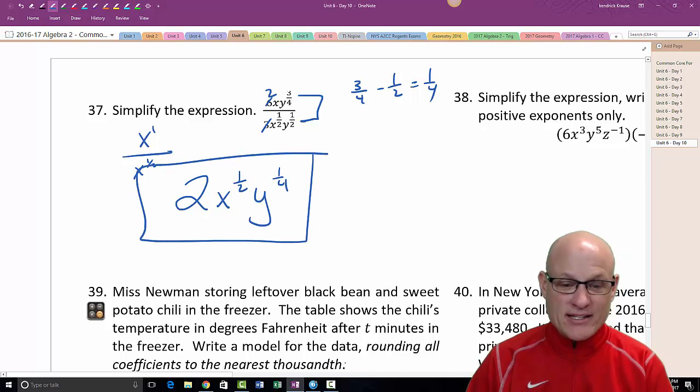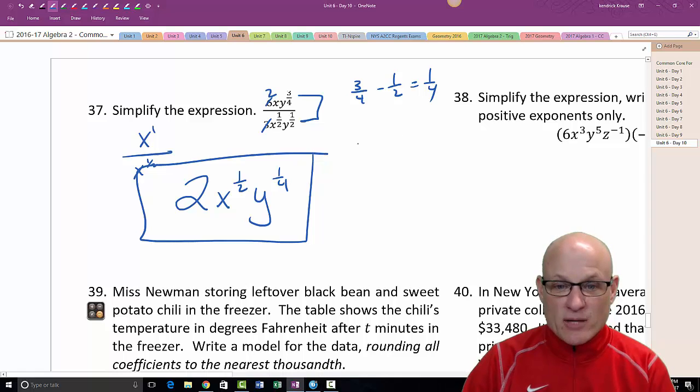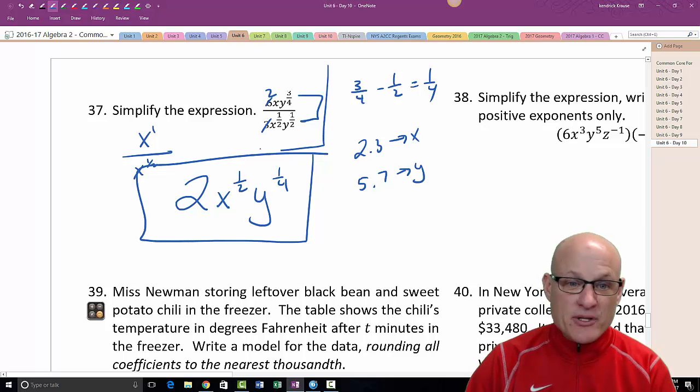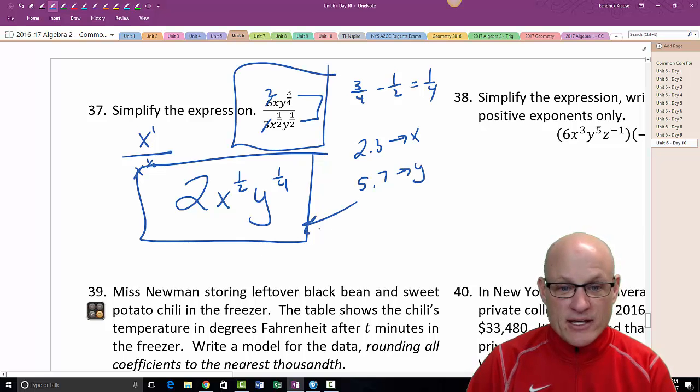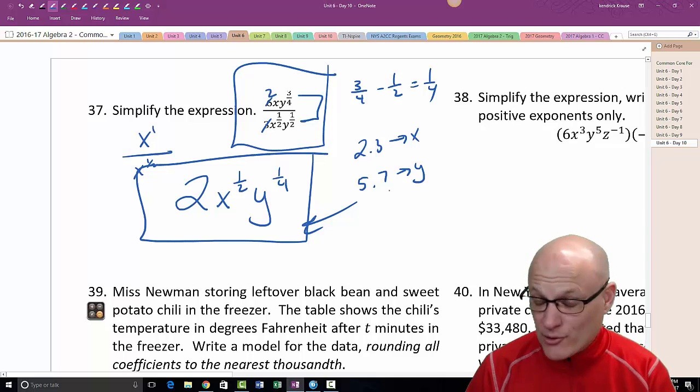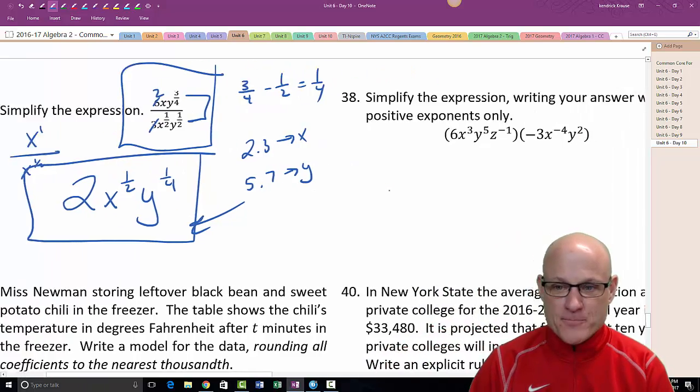Now, how can you check this? Well, you can store a number like 2.3 into x and 5.7 into y. Type in the original, type in this, and they should arrive at the same solution. I'm not going to take the time to do that.